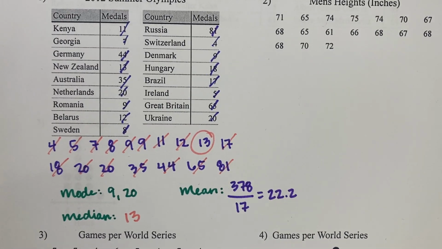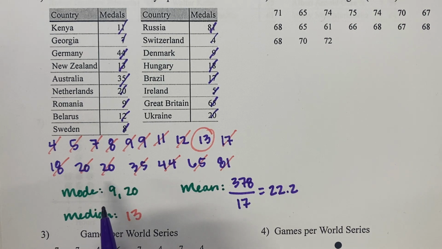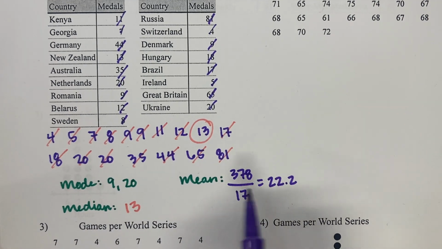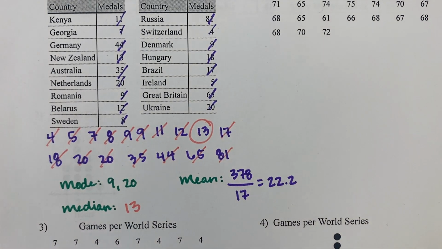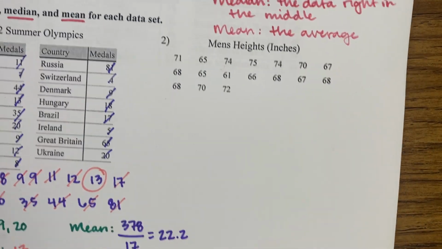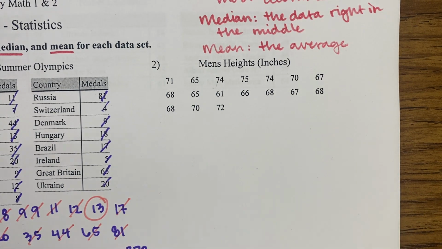And there we go. We have our mode, the numbers that showed up the most, the median right in the middle, and our mean, our average. Alrighty. Okay, so let's go ahead and look at number 2. So again, we have some men's heights in inches. I'm going to go ahead and list these in numerical order.